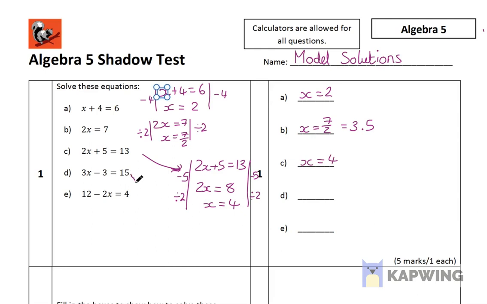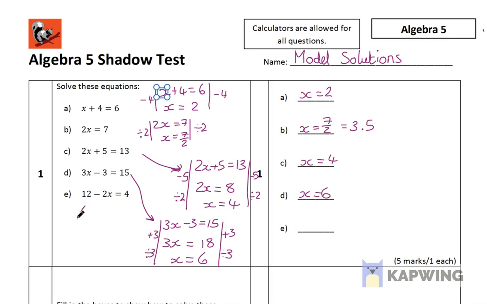Okay, on to D. I'm just going to do this one down here. So again, another two-step equation. First thing we're going to do is get rid of this minus 3 by adding 3 to each side. That gives us 3x equals, and if we do 15 plus 3, that's 18. Then we divide by 3 to get rid of this 3. And that leaves us x equals 6.